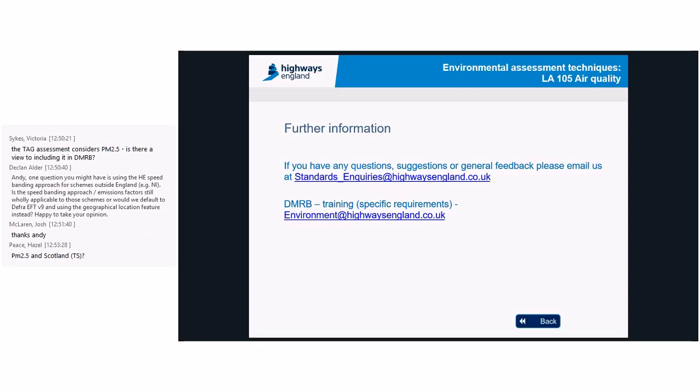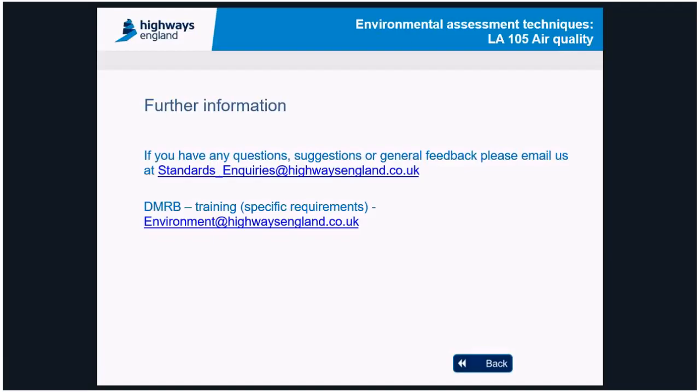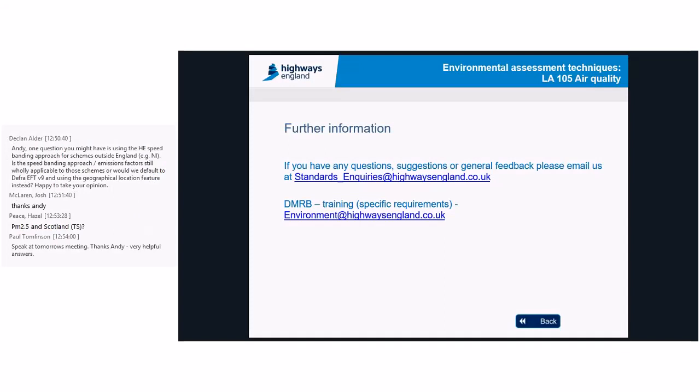Right, so Declan, you asked about the use of speed bands outside of England. When we developed this LA 105, we engaged with the devolved administrations for Wales, Northern Ireland and Scotland, and they are broadly supportive of the use of speed bands for scheme assessments, where you're following the LA 105, so there's no restrictions there.